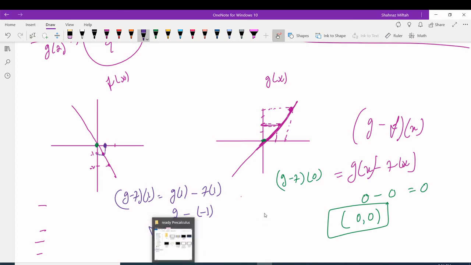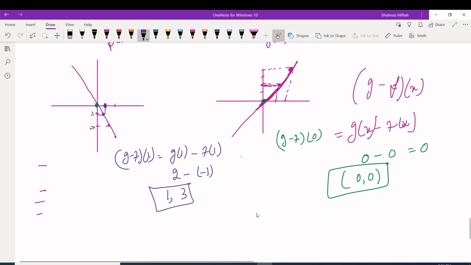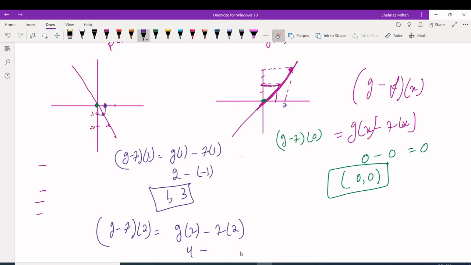Then let's see the third ordered pair. We just need 2 or 3, 4 points. So I'm again picking, let's pick 2. It's your choice what x value you pick. I'm just picking 0, 1, 2. So I got g minus f of 2. So I got g of 2 minus f of 2. So what is g of 2? g of 2 is 4, minus, what is f of 2? f of 2 is negative 2. So this is going to give me 6. My ordered pair is 2 and 6 here.